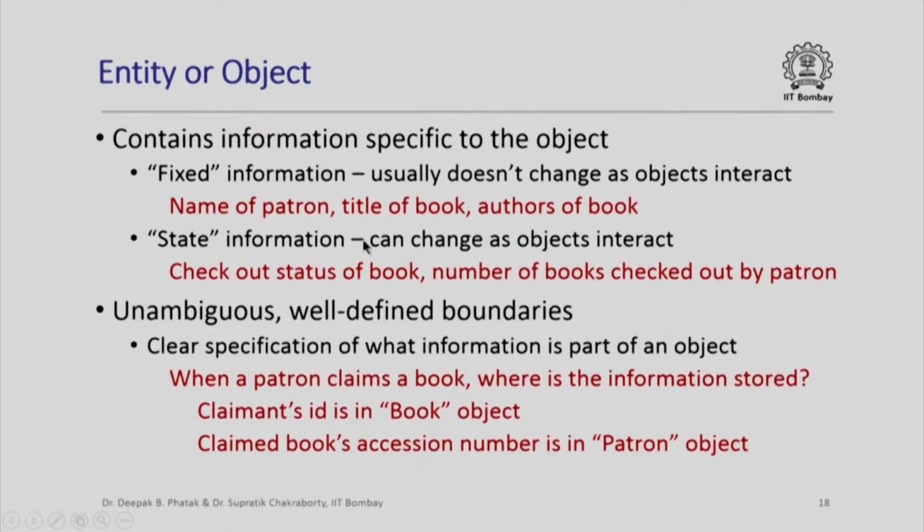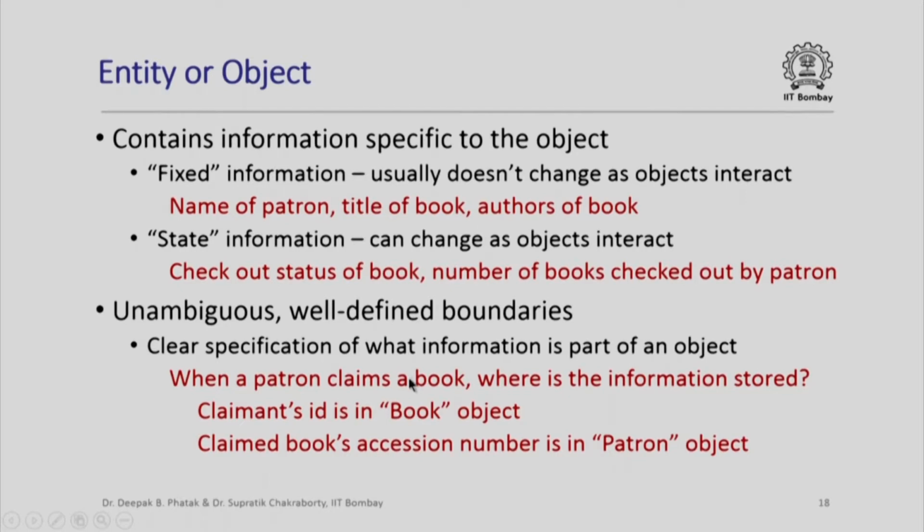Now what is an entity or object? It could contain information specific to an object. This information could be of some fixed type, which usually does not change as the objects interact. This could be the name of a patron or the title of a book. It could also be state information which changes as the objects interact, like the checkout status of a book or the number of books checked out by a patron. Each object must have unambiguous and very well defined boundaries. We must be very clear about what information is stored as part of what object.